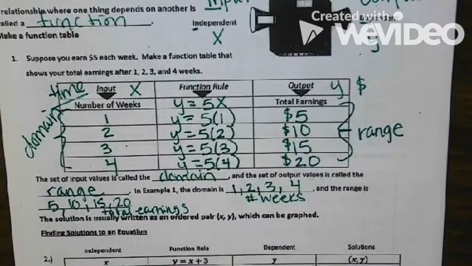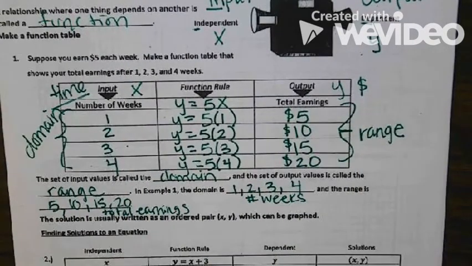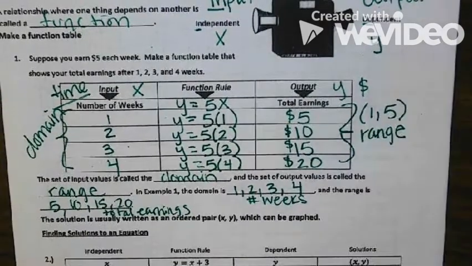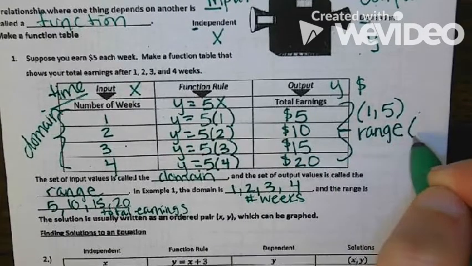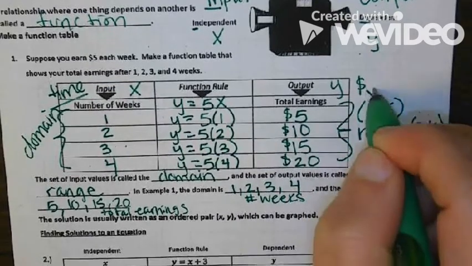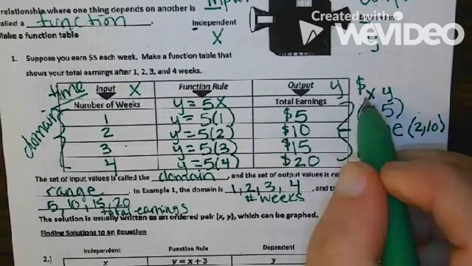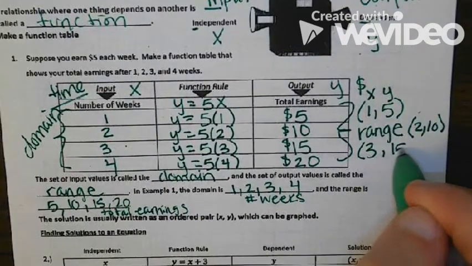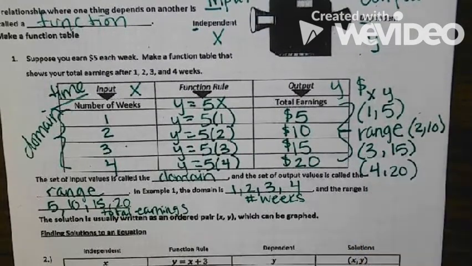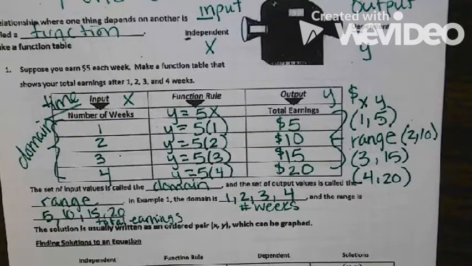Now, since we have x and y, we can make each of these an ordered pair answer. So for week 1, I made $5. For week 2, 2 weeks, I made $10. Remember, X comes first, Y comes second. For week 3, if I've worked 3 weeks, our X, I've made $15. And lastly, 4 weeks, I made $20. So we can turn each of these into an ordered pair, which is a solution to our statement.